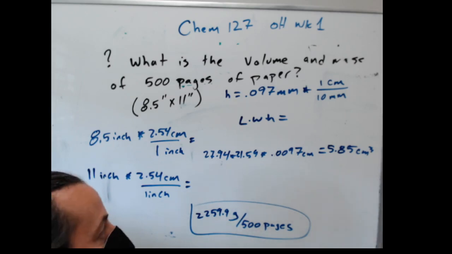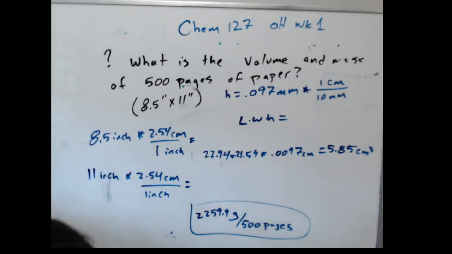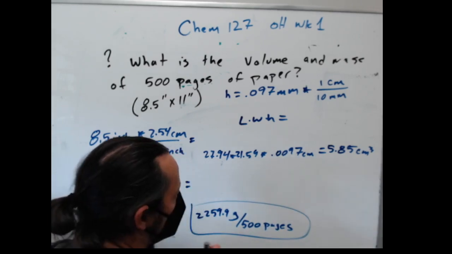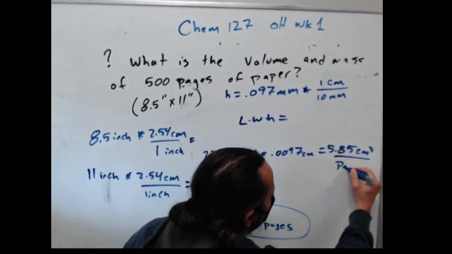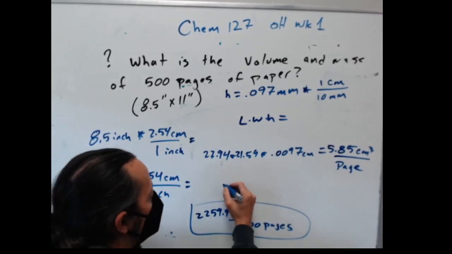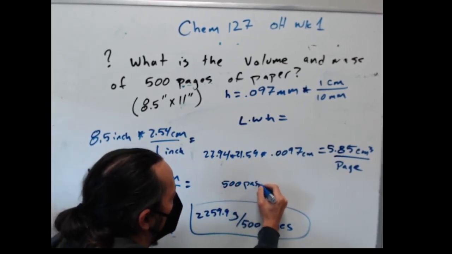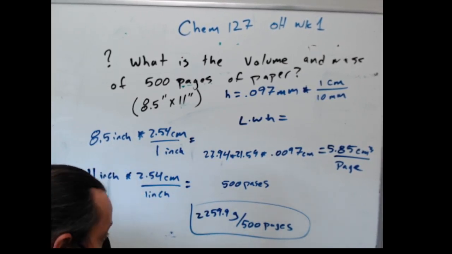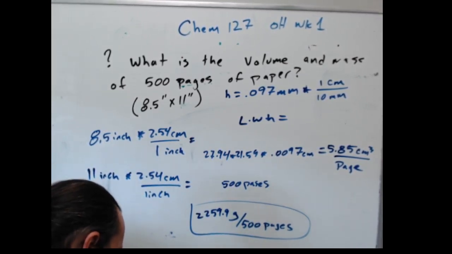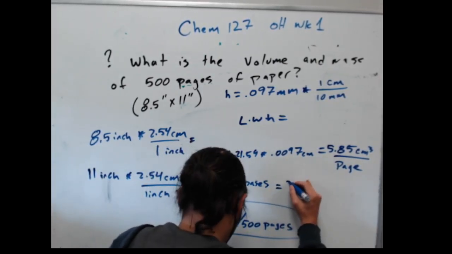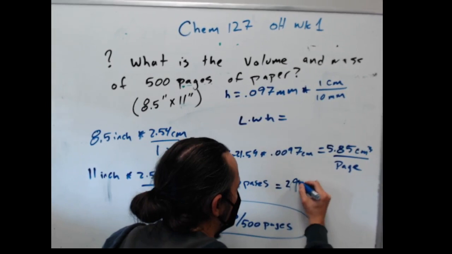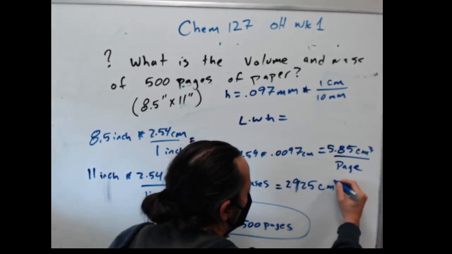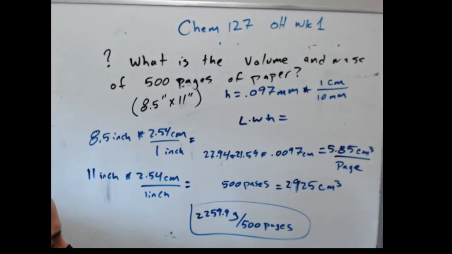So now if we do 500 pages, that's per page. And then we have 500 pages. We take that 5.85 times 500, and we'd get 2925 centimeters cubed, which is like 3 liters.